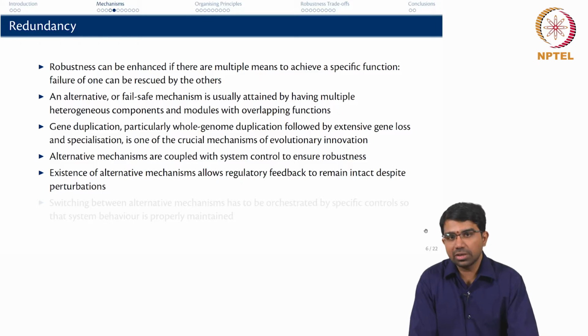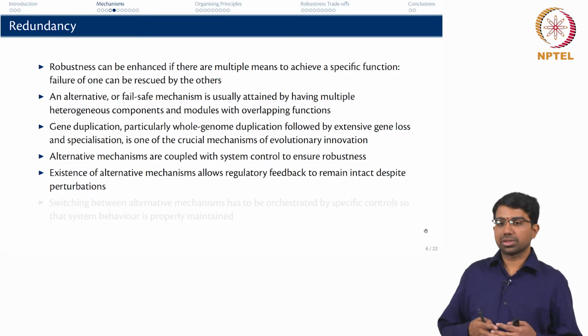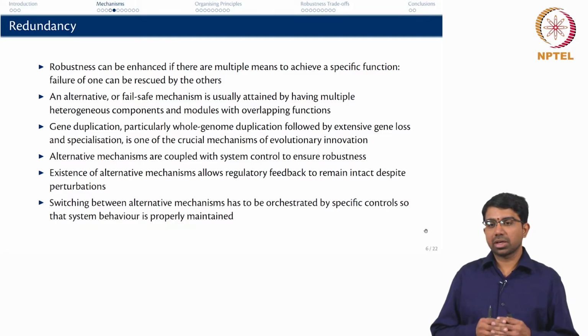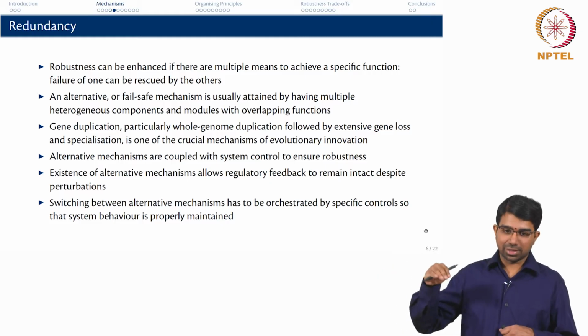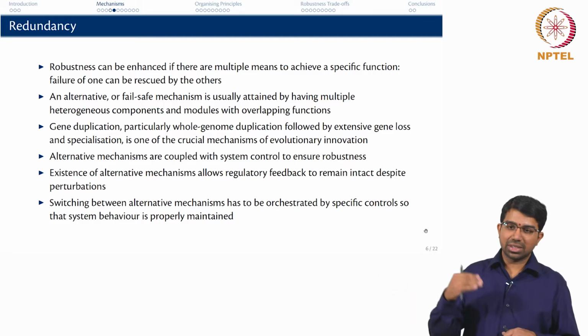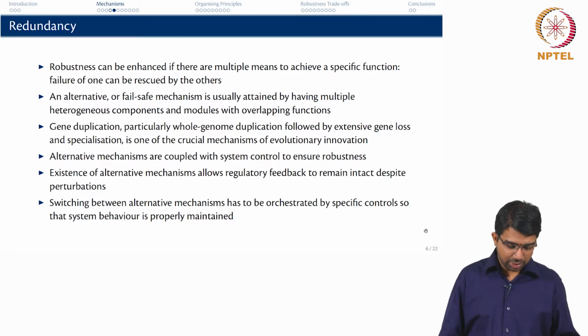and the existence of alternative mechanisms allows regulatory feedback to remain intact even though there are several perturbations, and you need very specific regulatory networks to achieve this, because you need to control across several layers, maybe there is a metabolic layer, there is a regulatory layer, you need to transcend across these levels to control the cell carefully.